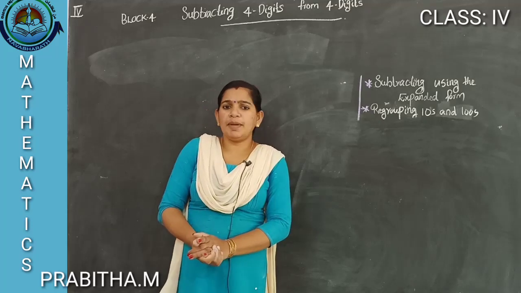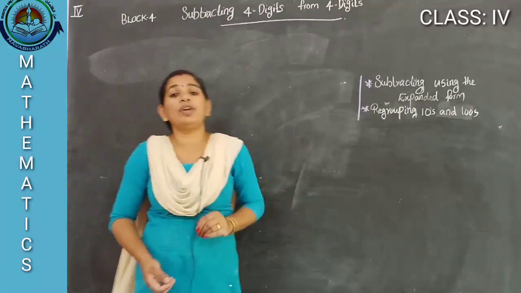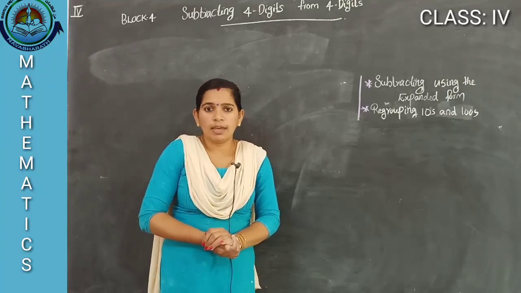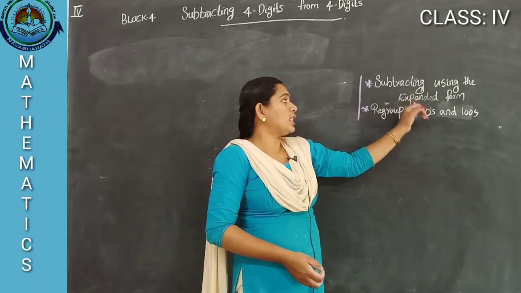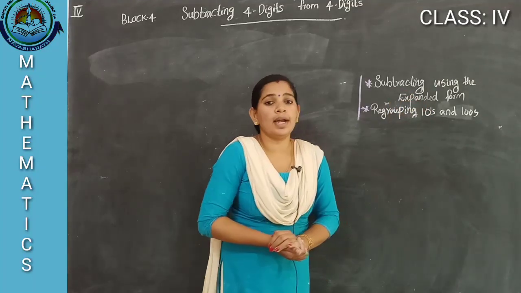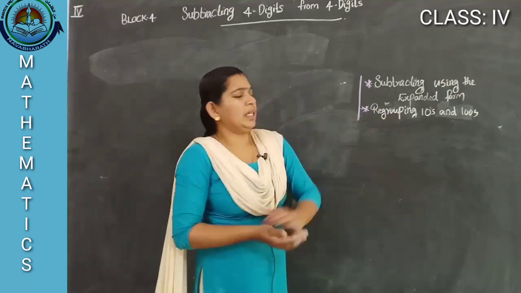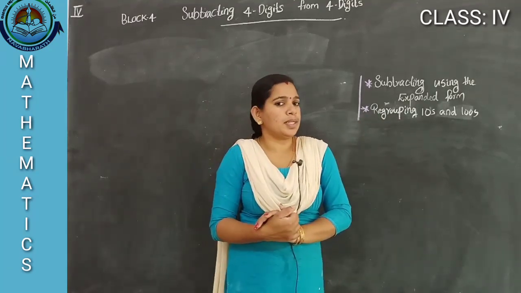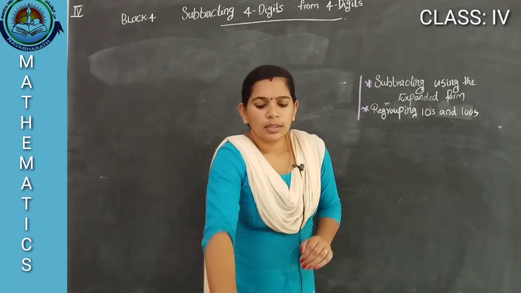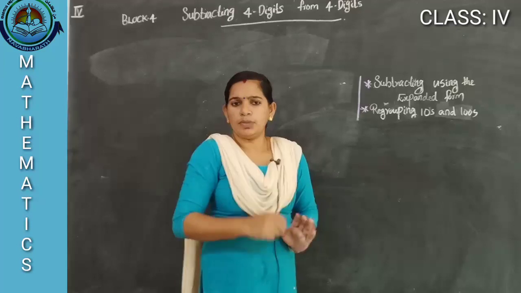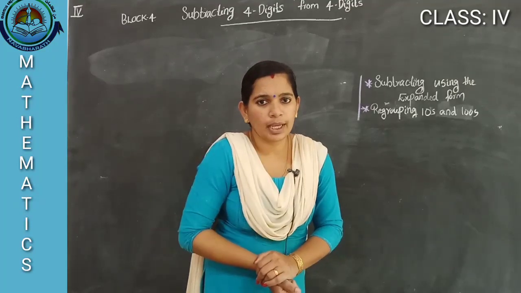What did we discuss in the previous classes? Block 4, subtracting 4-digit numbers from 4-digit numbers. We have discussed two methods: expanded form and regrouping tens and hundreds. We will do more problems. Today I give you one problem, and then you find out the answer. Okay.